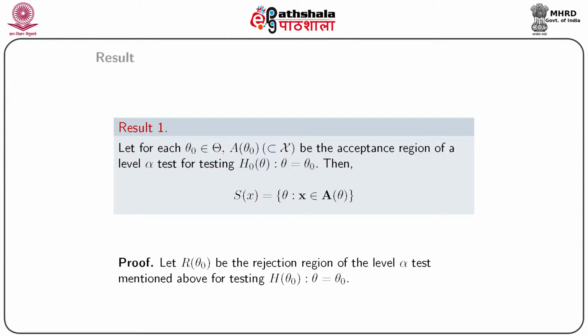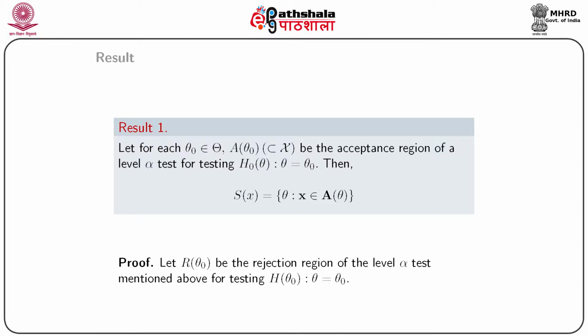We consider the following result. Let for each theta naught belonging to script theta, capital A theta naught, which is a subset of the sample space script X, be the acceptance region of a level alpha test for testing H naught: theta equals theta naught. Then the set S x, which is equal to the set of all theta such that x belongs to capital A theta, is a confidence interval for theta at confidence level 1 minus alpha.